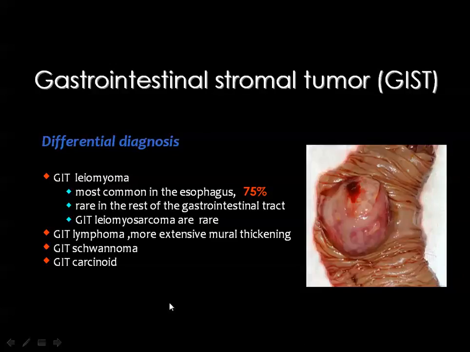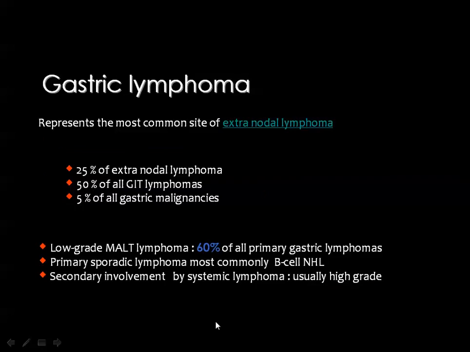Then the differential diagnosis of GIST tumors, of course, will include leiomyoma, which is commonly seen in the esophagus, about 75%, and is rare along the rest of the gastrointestinal tract. Then gastric lymphoma or GIT lymphoma is not usually a localized lesion, but it is a diffuse lesion which affects mainly the mucosal folds. And GIT schwannomas and carcinoid tumors need further evaluation by endoscopy to reach the diagnosis.